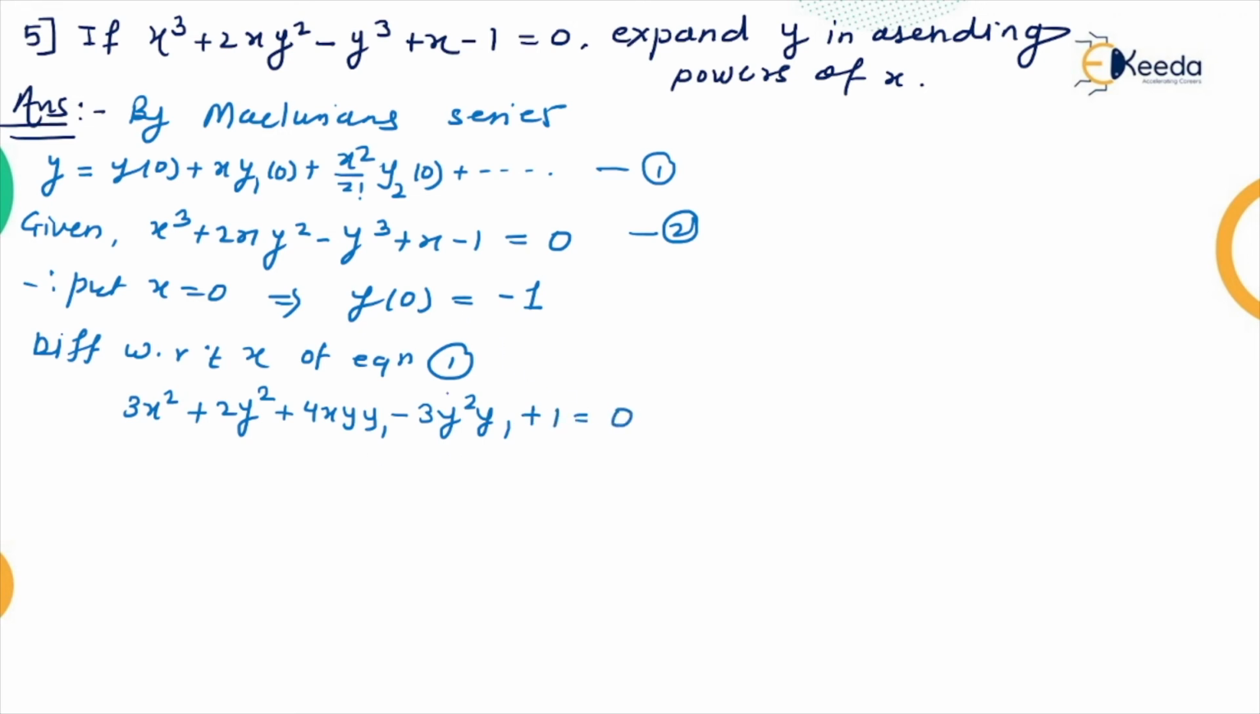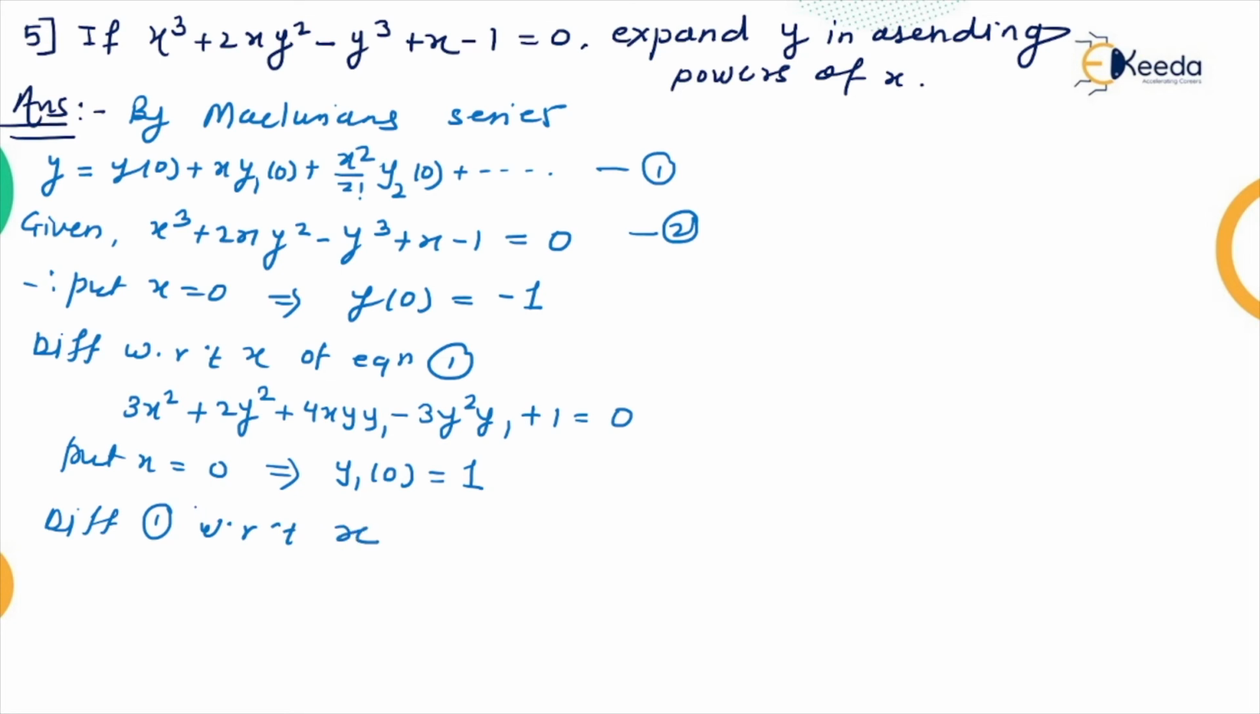Here y1 is the first derivative of y, and y squared is as it is, so plus 1 is equal to 0. Here also we put x equal to 0, so that we get y1 of 0. The value of y1 of 0 comes out as 1. Now we differentiate once again with respect to x.